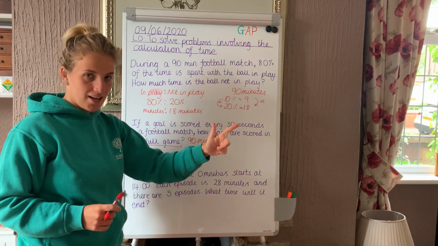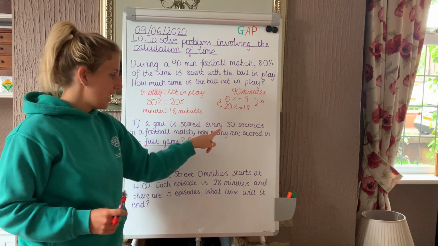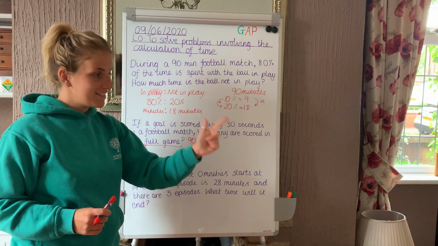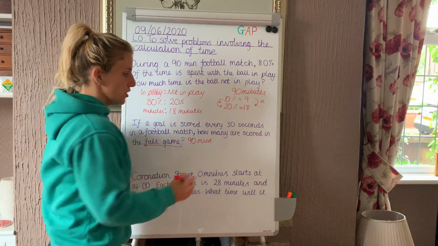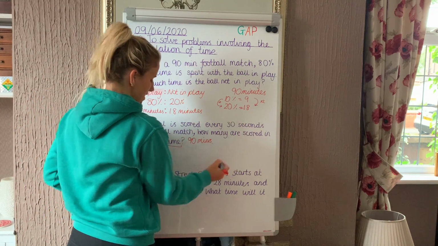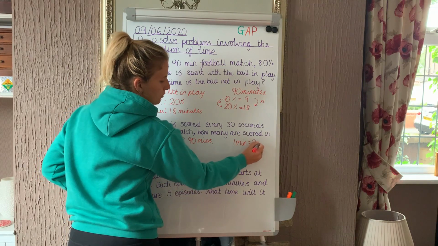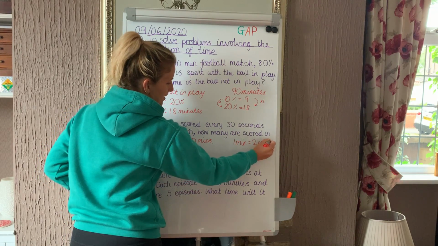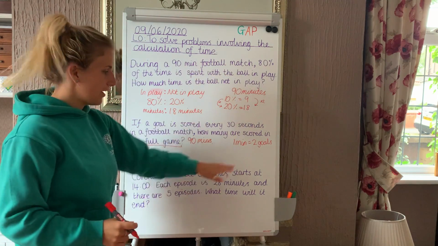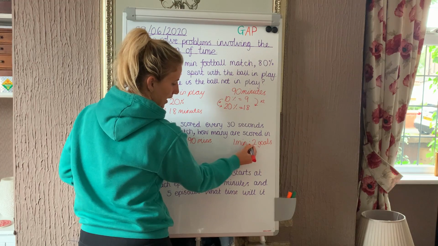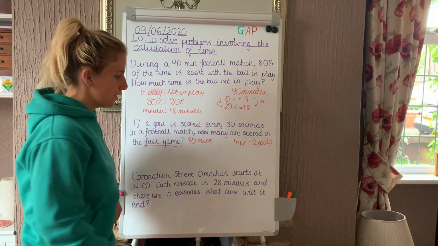30, 60. So in 1 minute, how many goals can be scored? 30, there's 1 goal. 60, there's 2 goals. So for every 1 minute, there are 2 goals, okay? And this again links back to our ratio. I've just put an equal sign, but we could put the ratio. For every 1 minute, there are 2 goals scored.